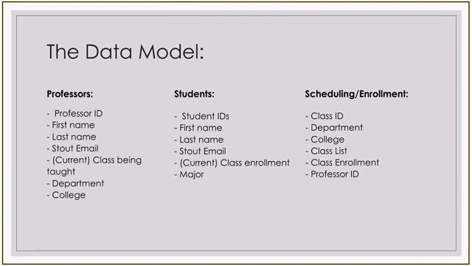Professors have their professor ID, first name, last name, Stout email, department and college. Students have student IDs, first name, last name, Stout email, class enrollment, and their major. Then the scheduling enrollment has class ID, department, college, class list, class enrollment, and professor ID.